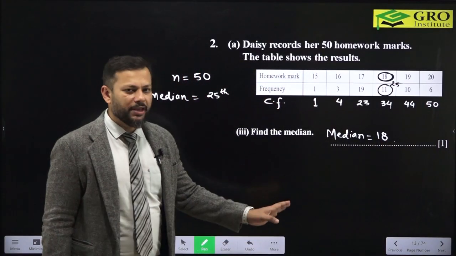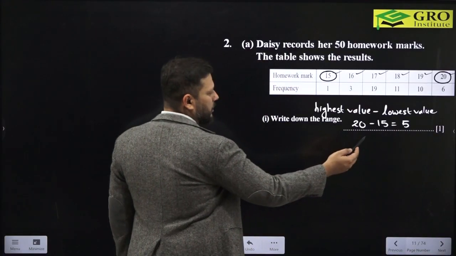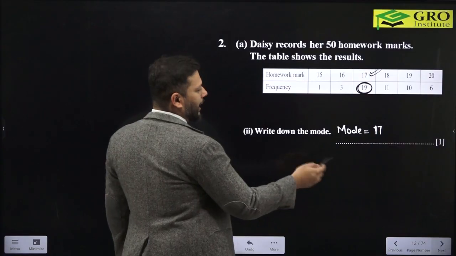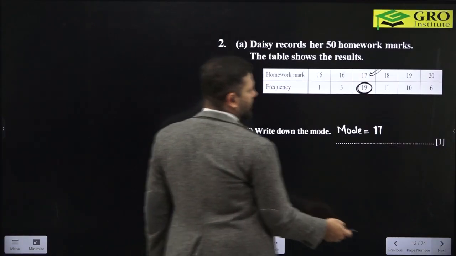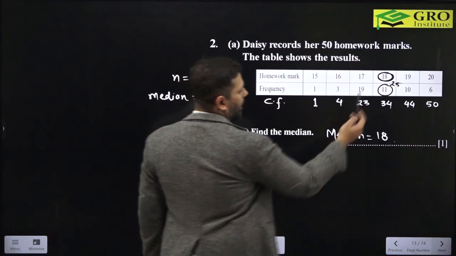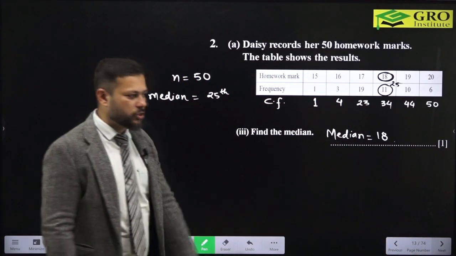So this also is very clear. What we have done: we got the range. Range is simply highest value minus lowest value. We got it as 5. We got the mode, the highest frequency, that is 17. And then we got the median, the middlemost value, that happens to be 18. So we are done with all the three parts of this question.